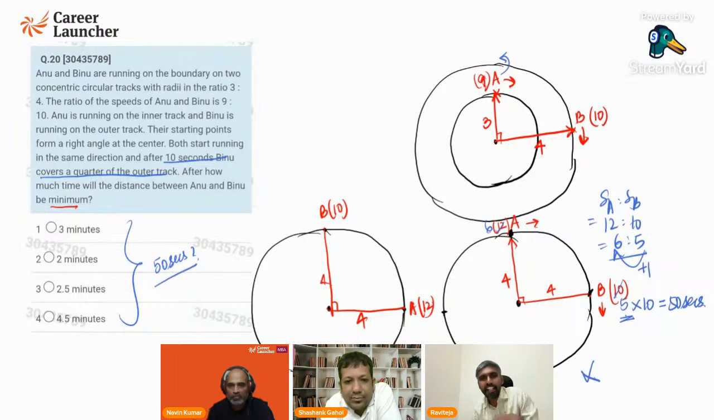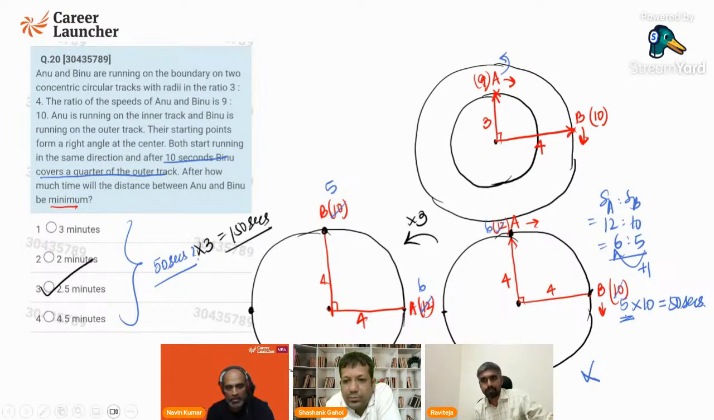So to cover 90 degrees difference, that is 1 quarter distance, if we took 50 seconds, for 3 quarters you will take 150 seconds, which is going to be 2.5 minutes. Option 3. So basically, this figure is 3 times of this. So instead of 50 seconds, now they will be taking 3 times of that, which is going to be 150 seconds. 150 seconds is nothing but 2.5 minutes.